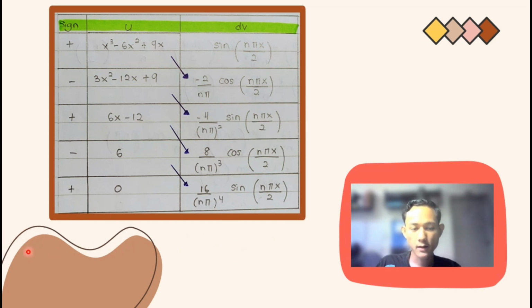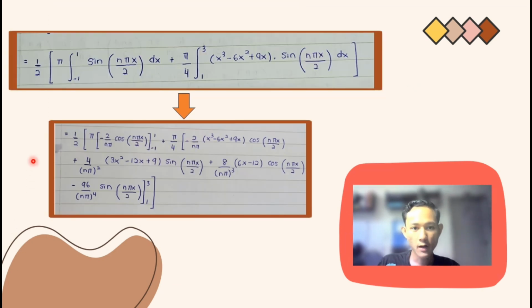Next, after that, we integrate the equation that we have. So we get this equation after integration. This one we can integrate normally, and this one we use the table as previously. We get this equation.